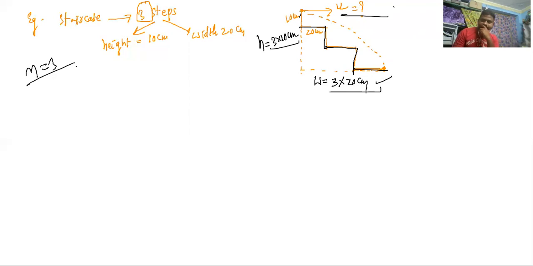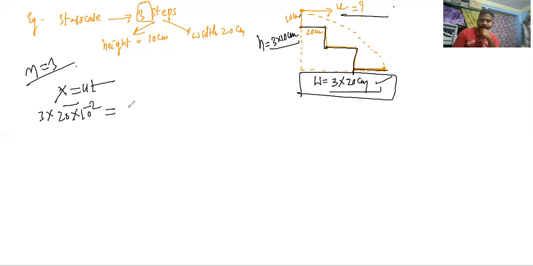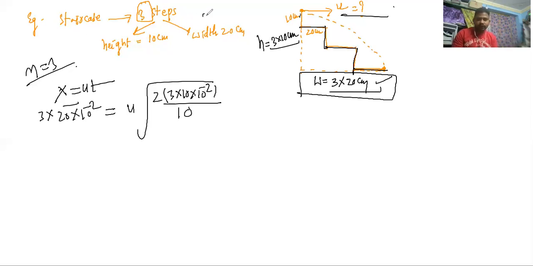The question is to find u, right? Let us check. X is equal to u into t. X is the horizontal distance, the maximum horizontal distance is this one. So that is equal to 3 into 20 centimeters, that is 60 into 10 raised to minus 2, which is equal to u into t. T is square root of 2h by g. H is what here? It's 3 into 10 into 10 raised to minus 2, divided by 10, my dear students, because the g value they have not mentioned here. I have considered it as 10 meters per second square.